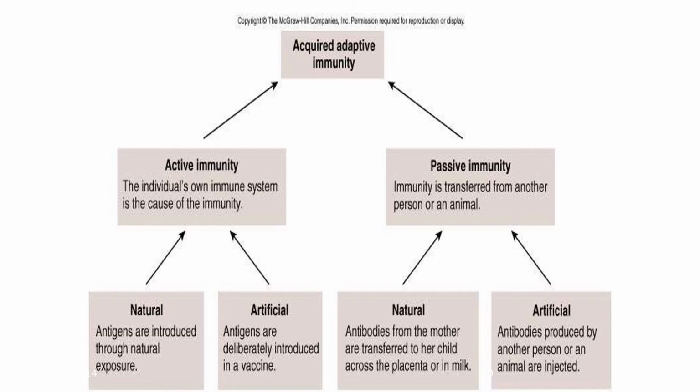In natural active immunity, antigens are introduced through natural exposure, while in active artificial immunity, antigens are deliberately introduced in a vaccine. In natural passive immunity, antibodies from the mother are transferred to her child across the placenta or in milk, while in artificial passive immunity, antibodies produced by another person or an animal are injected.